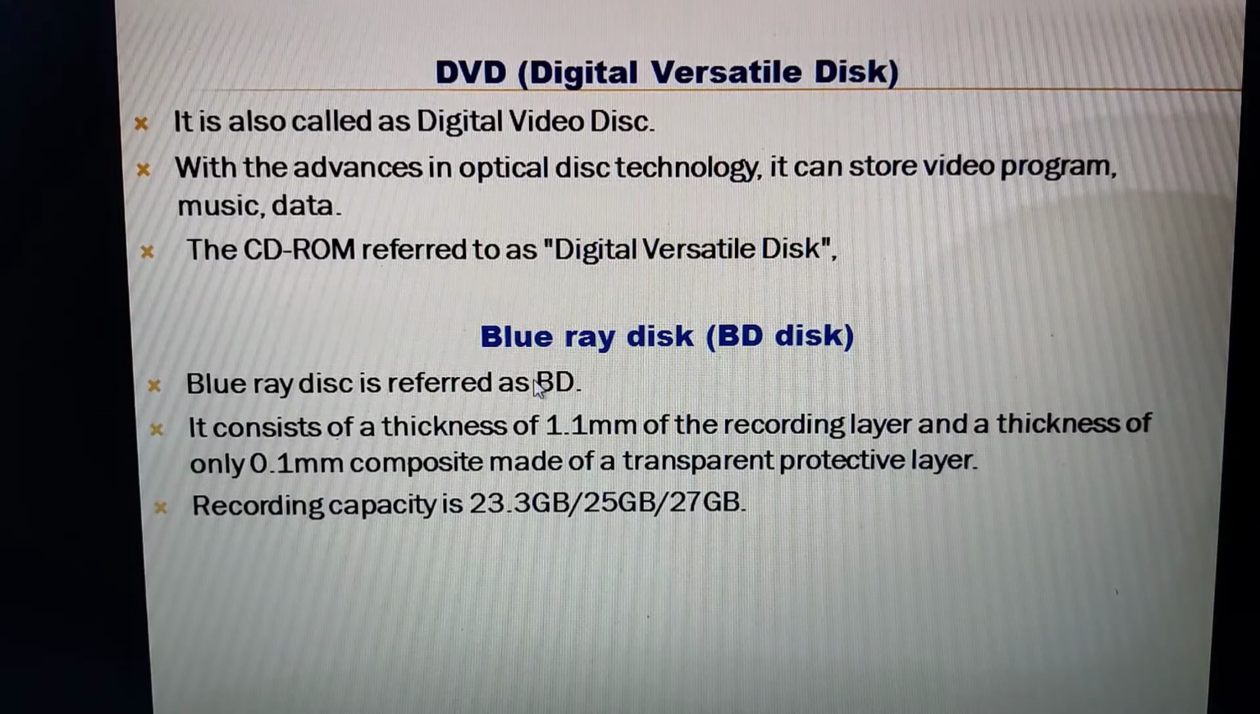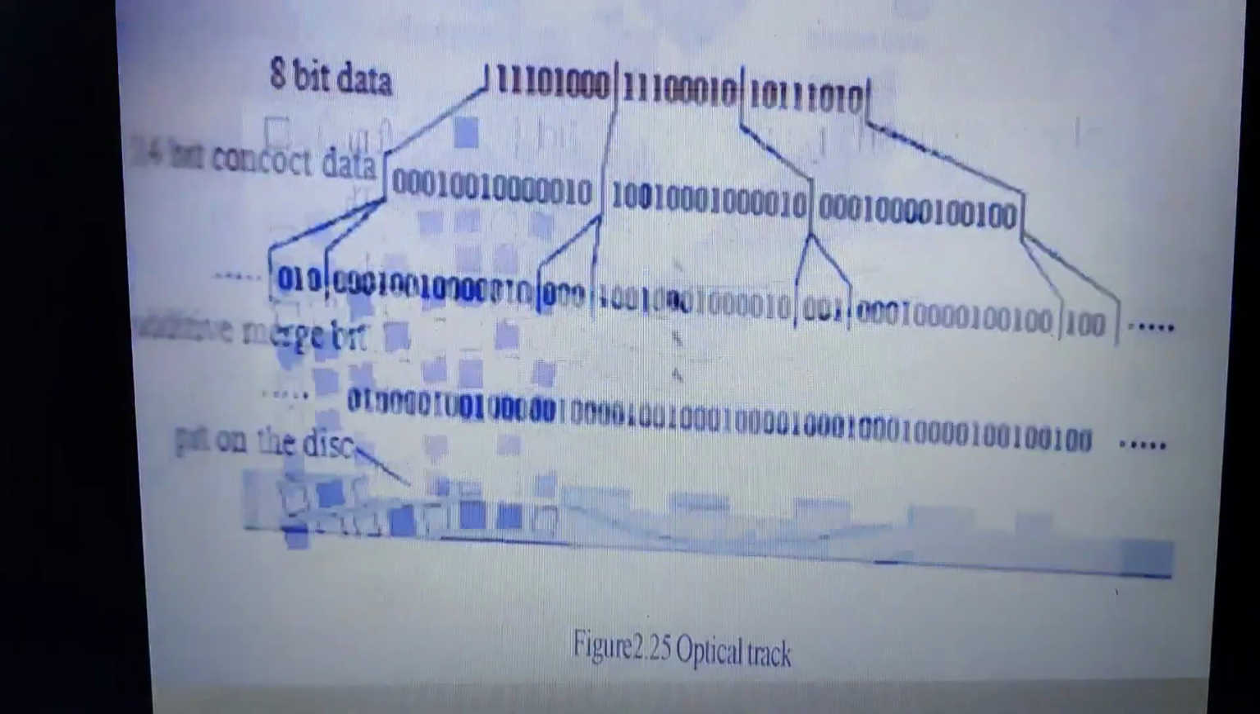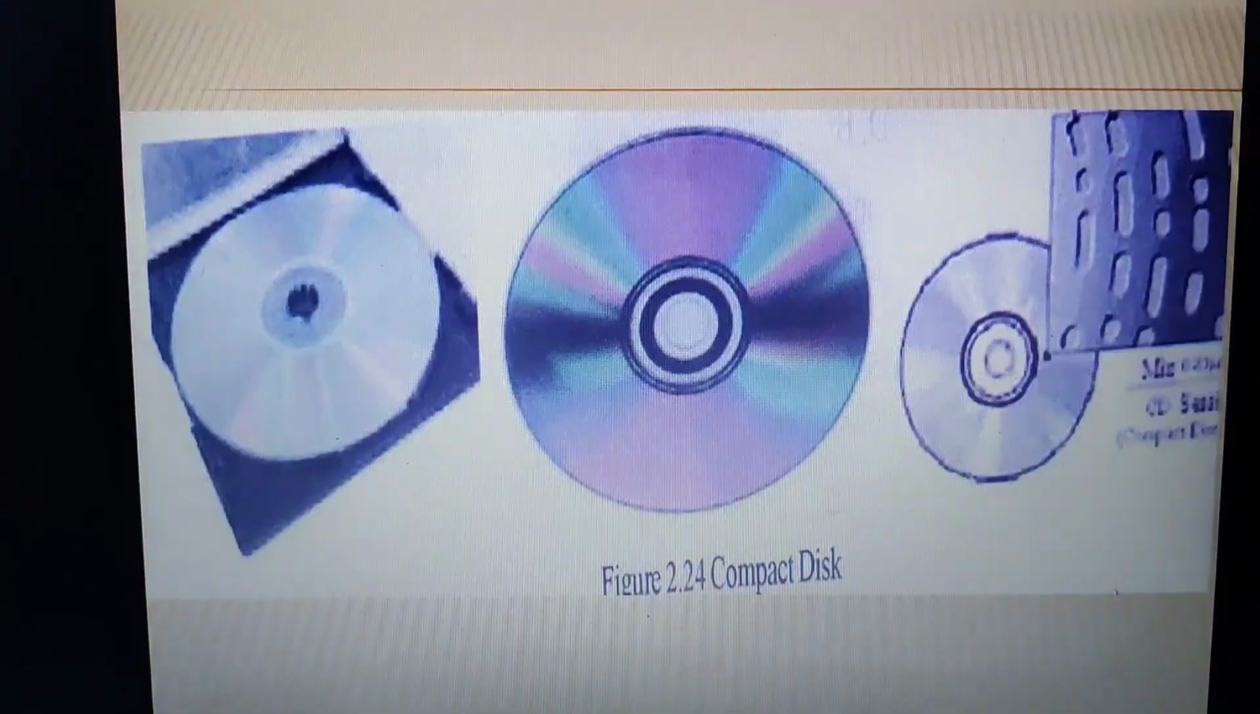Next we have the Blu-ray disc, which can also be referred to as the BD disc. Here you can see the BD disc. Usually it has a recording layer thickness of about 1.1 millimeter, and it has a transparent protective layer upon this. In a compact disc, we have the direct laser beam. If you hold your compact disc slightly to the sunlight, you can see the tracks.